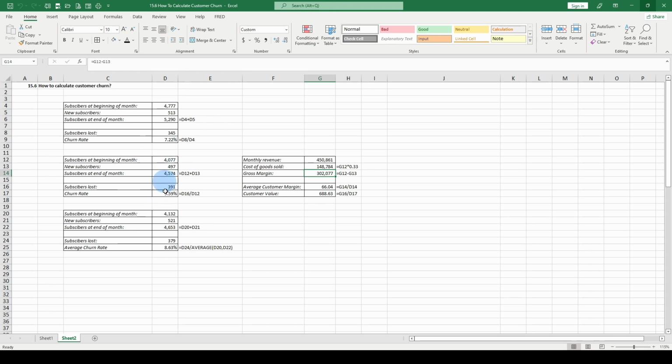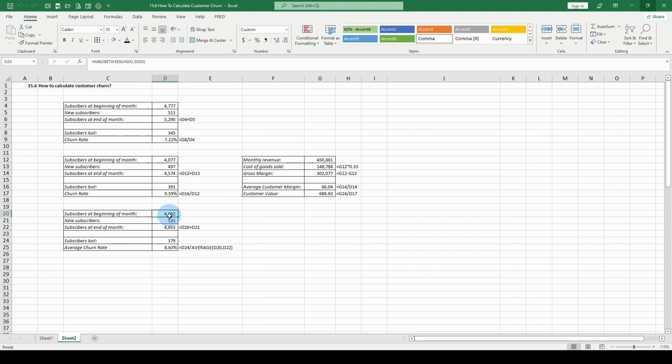What are these customers worth? Well, the average customer is G14 right here, gross margins, divided by D14, subscribers at end of year, which is worth $66.04. What is the customer value? We take G16, which is 66.04, and we divide that by D17, this churn rate, which is 688.63.